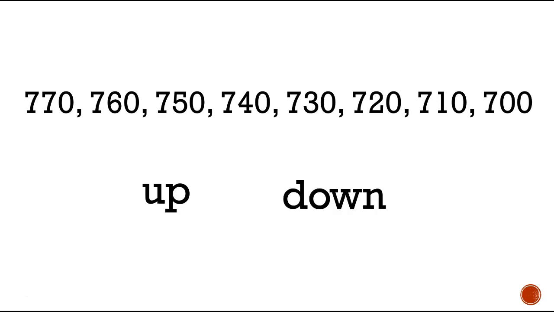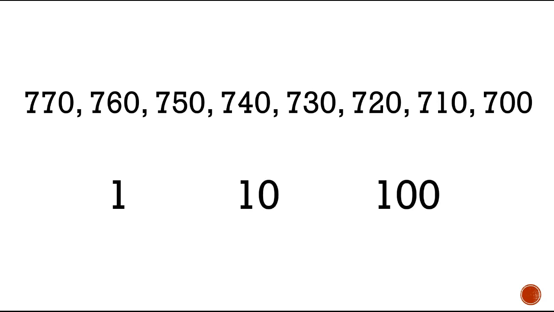Okay, so here is the next set of numbers. Alright, so look carefully. Are these numbers going up or down? Remember, we look from left to right. So look from left to right and see if they are going up or down. Did you say that the numbers are going down? You are absolutely correct. Now we need to figure out, are they going down by ones, tens, or hundreds?